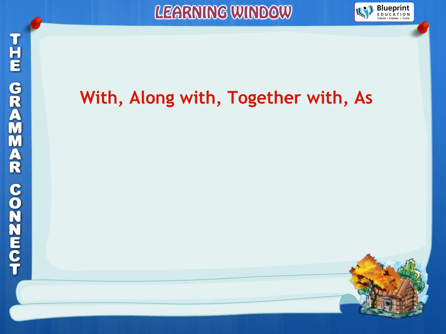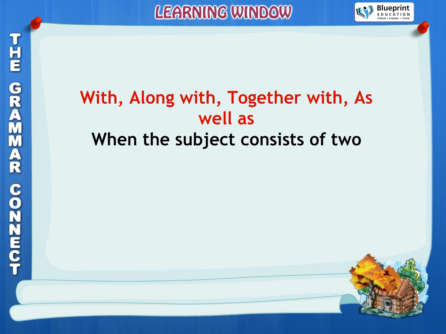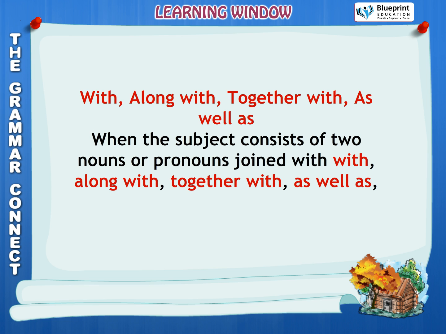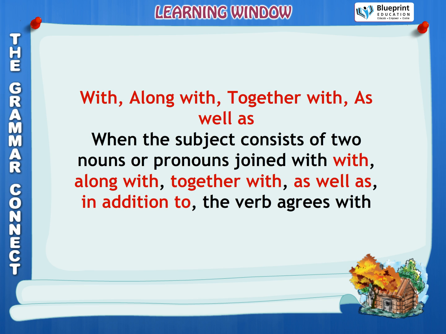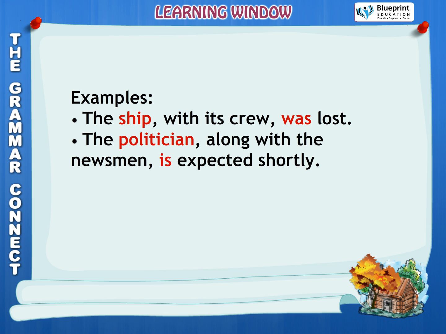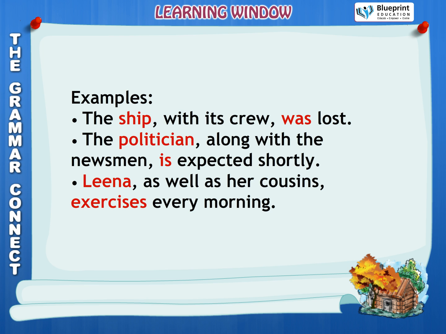With, along with, together with, as well as. When the subject consists of 2 nouns or pronouns joined with, along with, together with, as well as, in addition to, the verb agrees with the first of them. Examples: The ship with its crew was lost. The politician, along with the newsman, is expected shortly. Lena, as well as her cousins, exercises every morning.